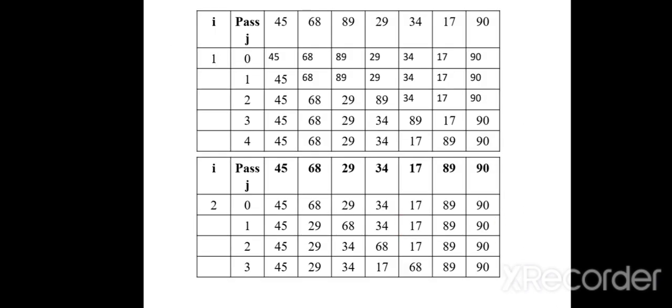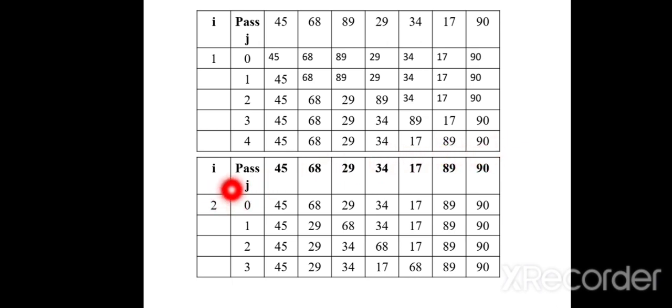Next is pass 1, so i becomes 1. Now we consider 45 and 68, which is not out of order. Here also it is not out of order, and here also not out of order. If there is any out of order, the elements get shifted. Please note down here: 89, 17, here it is out of order, so the elements get shifted. At the end of the first pass, the last two elements get fixed in their positions.